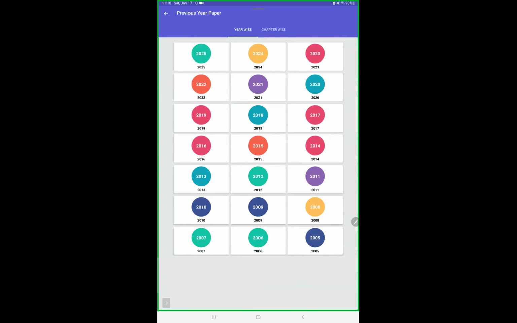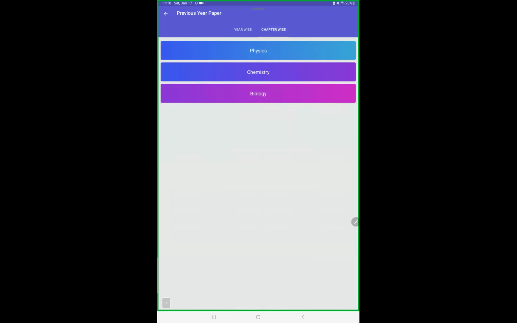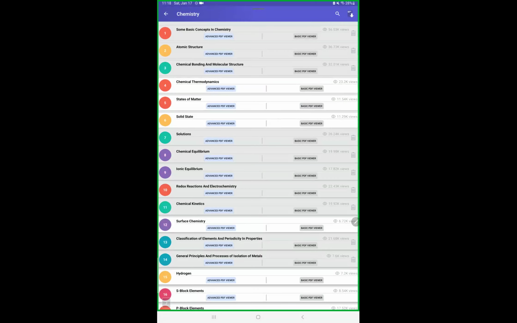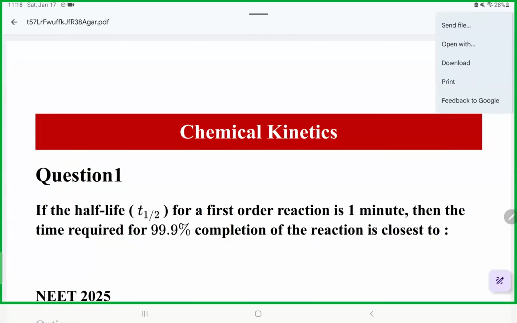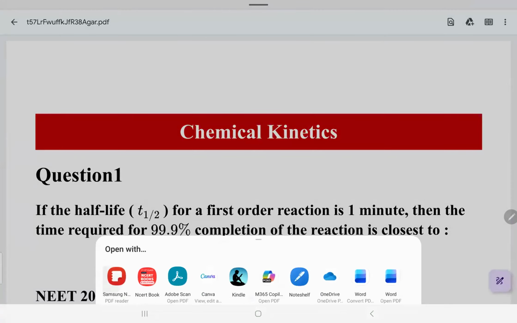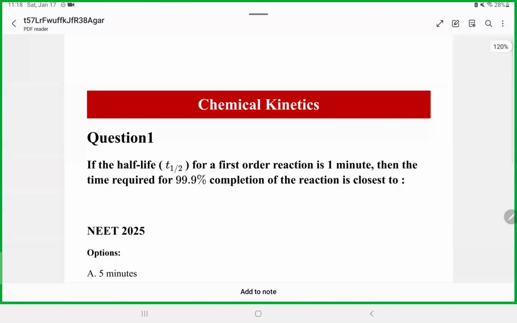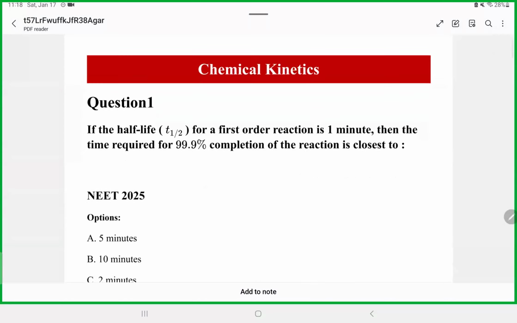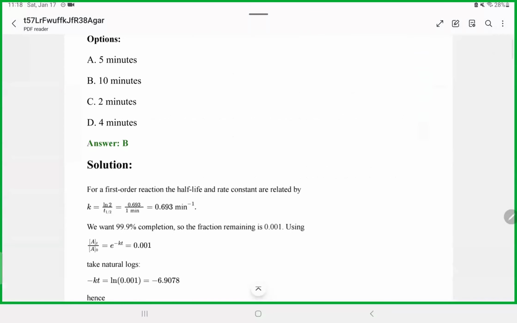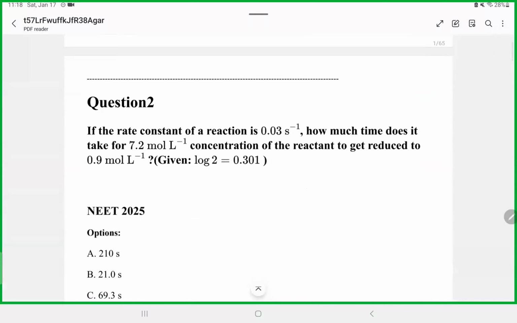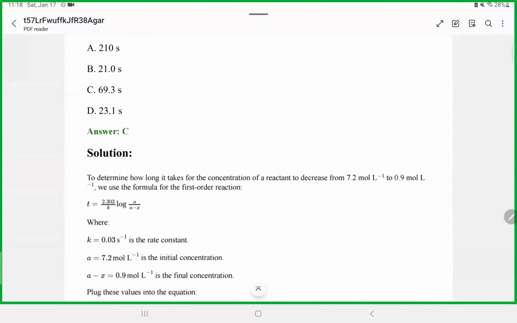Chemical kinetics. Half life, we didn't do this. Rate constant for half life, we didn't do this.